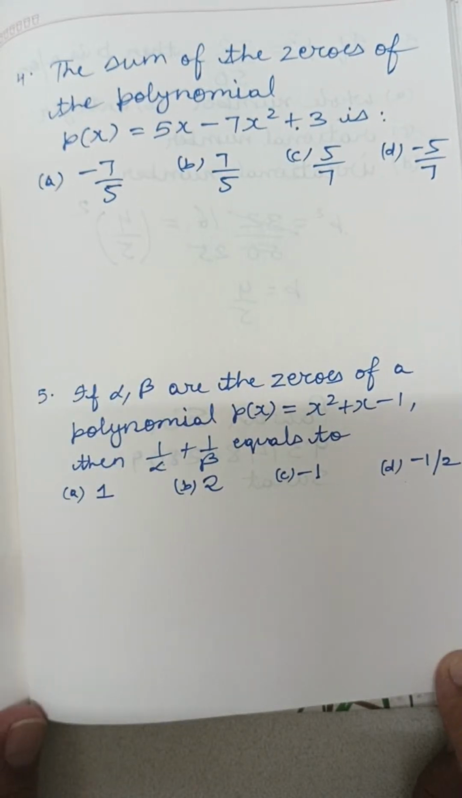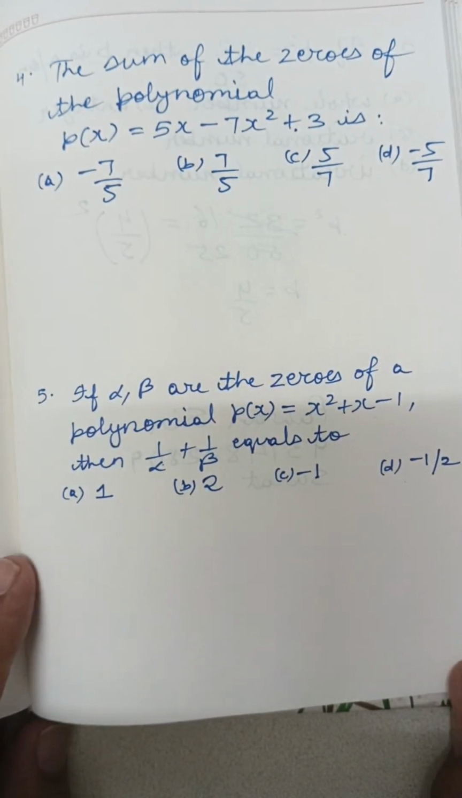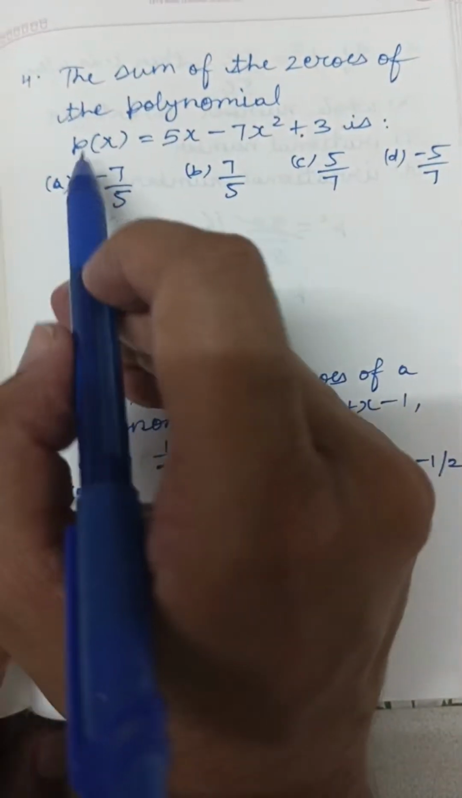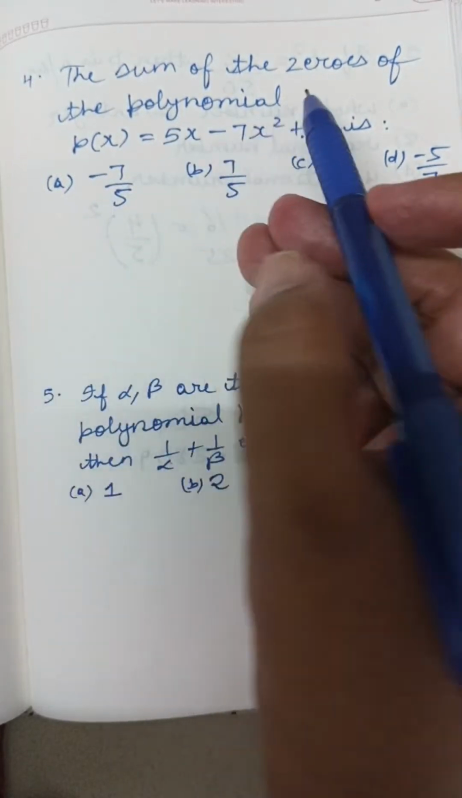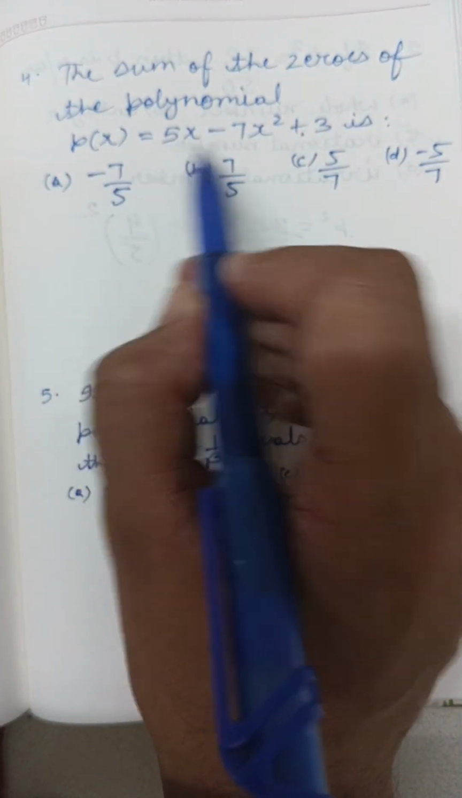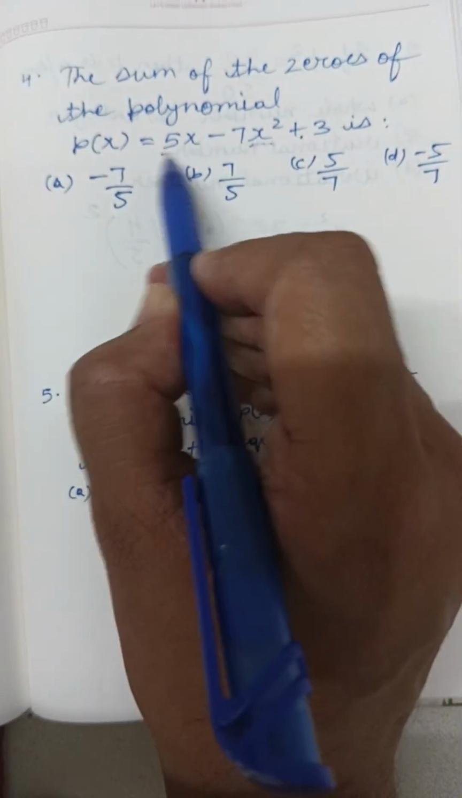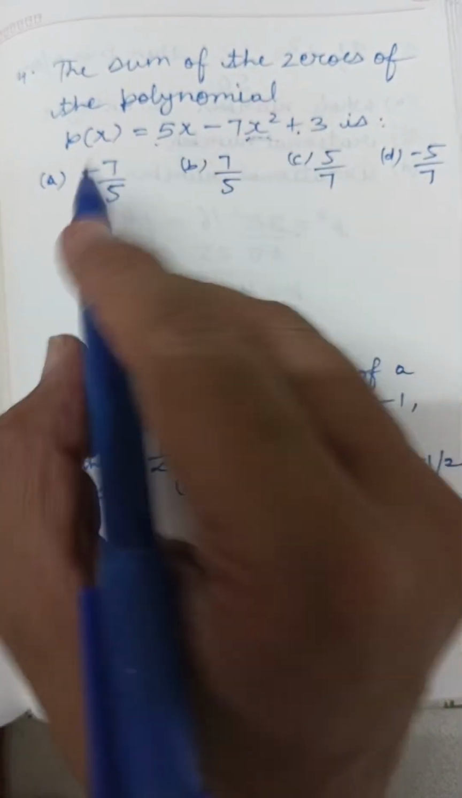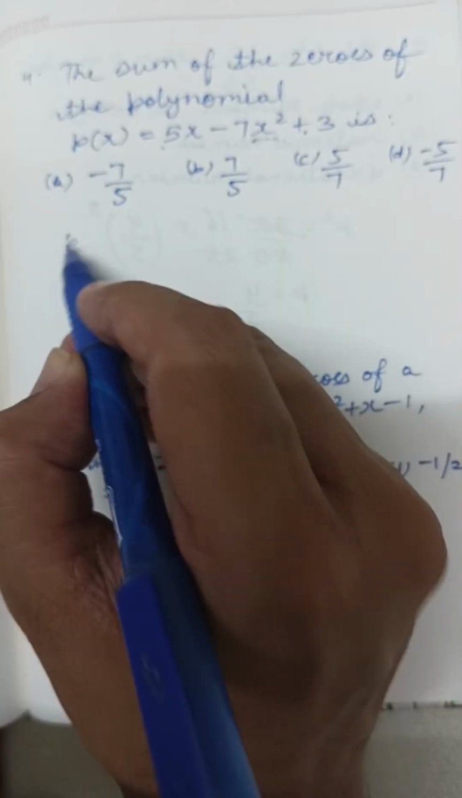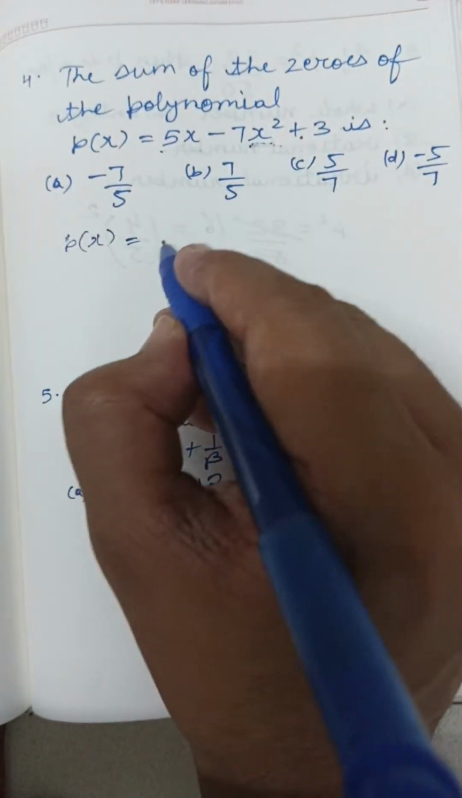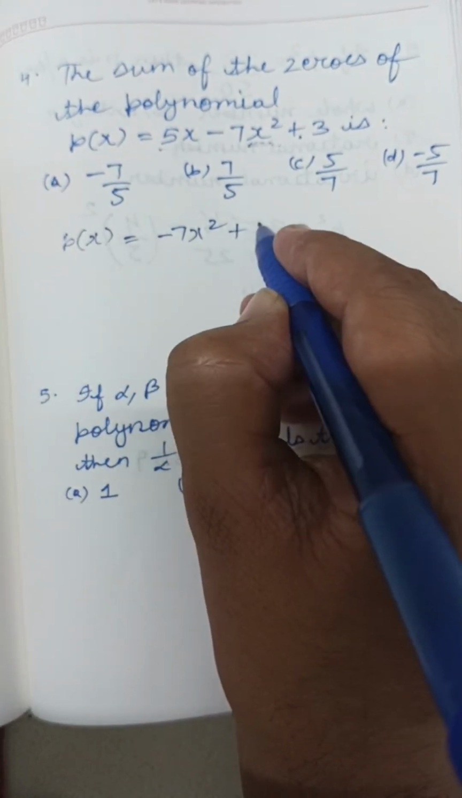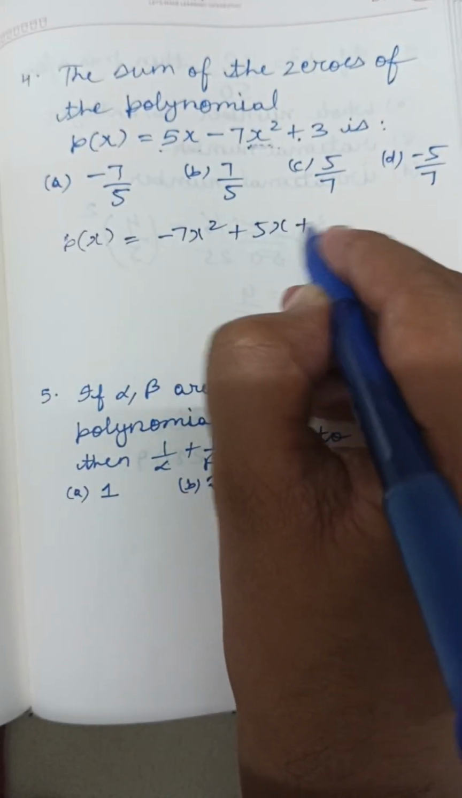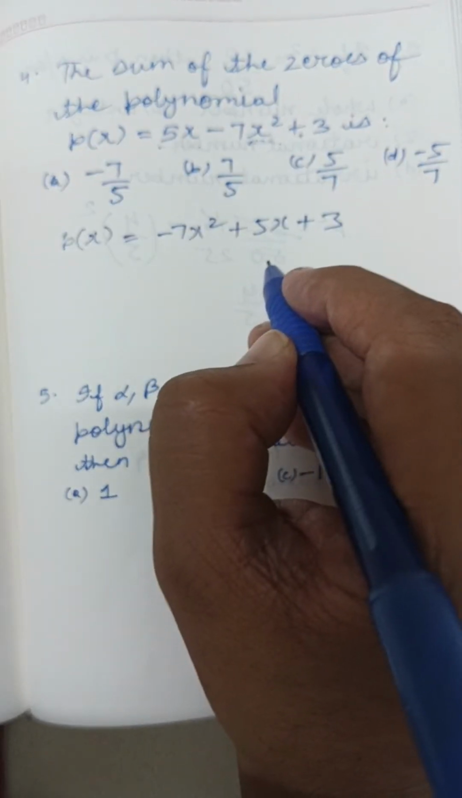Now move on to fourth question. See here the students get confused, the power of x is not in descending order. So first, you have to arrange the terms so that power of x is in descending order. So first term write minus 7x square, then 5x, then 3. Now you have to find sum of zeros.